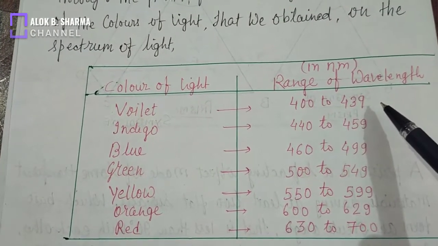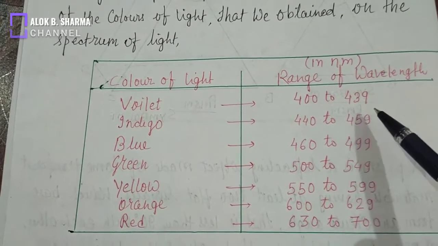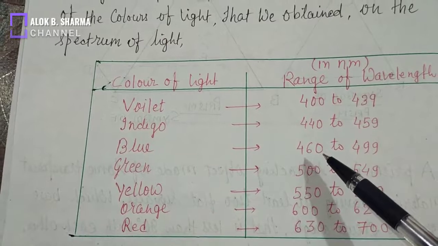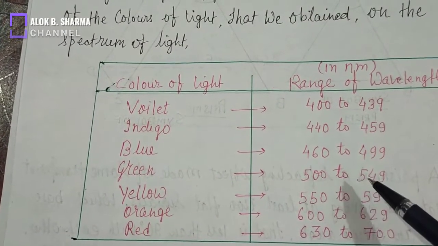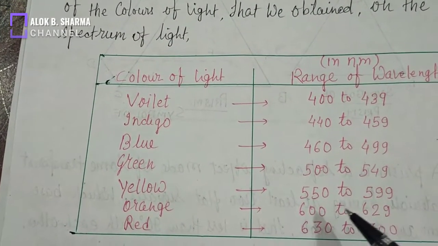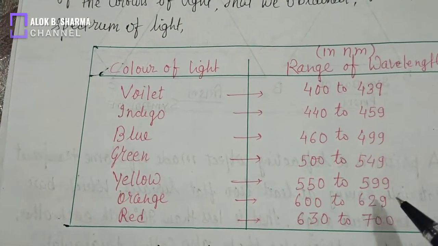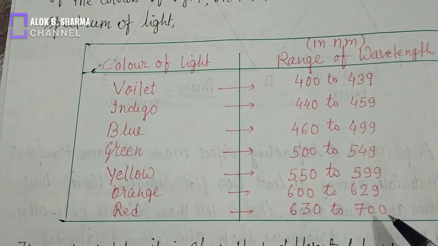Violet has the least wavelength, that is 400 to 439 nanometer. Indigo 440 to 459 nanometer. Blue 460 to 499 nanometer. Green 500 to 549 nanometer. Yellow 550 to 559 nanometer. Orange 600 to 629 nanometer, and red 630 to 700 nanometer.